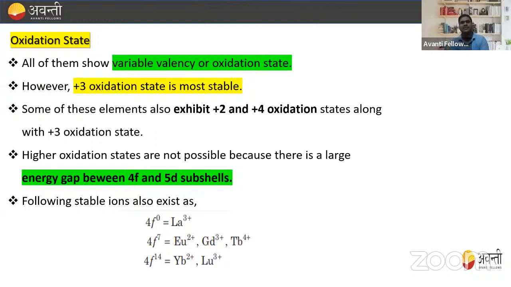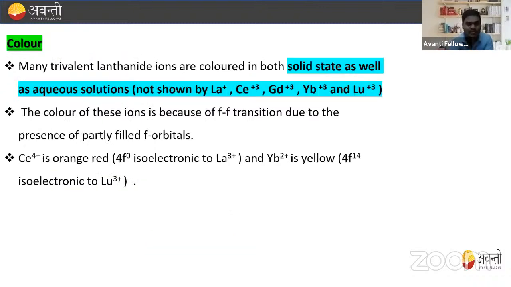So always remember, whether it's the d block or the f block, in the d block d0, d5, and d10 are the most stable states. Similarly in the f block, f0, f7, and f14. These three are the most stable states, right? So these are all the important oxidation states shown by the f block elements.